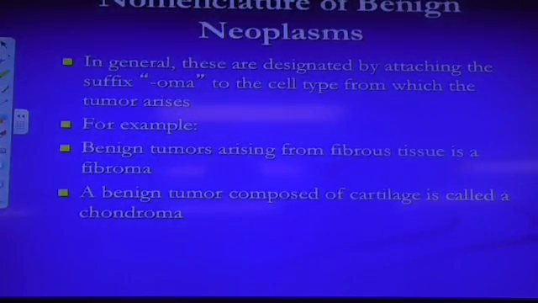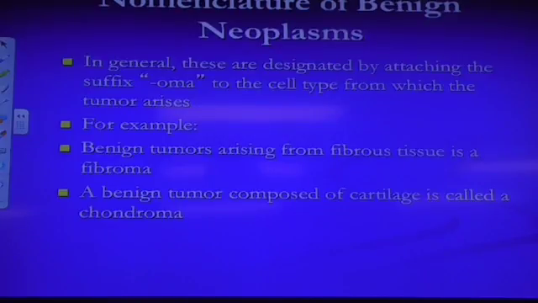Okay, so in naming tumors, we're just going to talk about the nomenclature. When naming tumors, they usually either have the suffix oma on the end, or sarcoma, or carcinoma. Y'all know the difference between a carcinoma and a sarcoma? Remind me. Is carcinoma soft tissue? And sarcoma is... Close. Okay, so we'll just go over it.